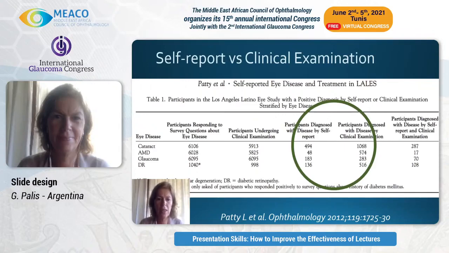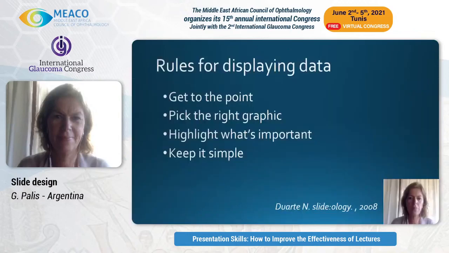So here you can see that 1068 is the double of people than the other group. Or here it's 5 times the number of patients than in the other group. So explain the numbers for people to understand what you're trying to say. So the rules for displaying data is to get to the point, pick the right graphic, highlight what is important, and keep graphics simple. It's difficult for people to understand graphics just by showing them on a slide. You need to explain what the graphic means.